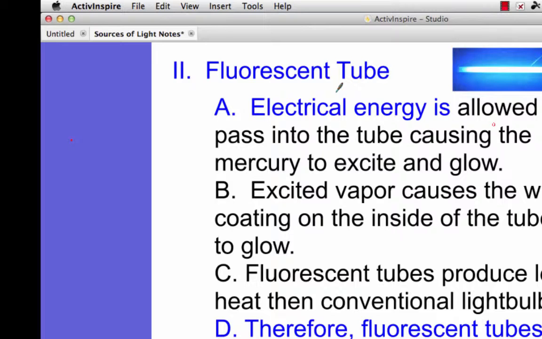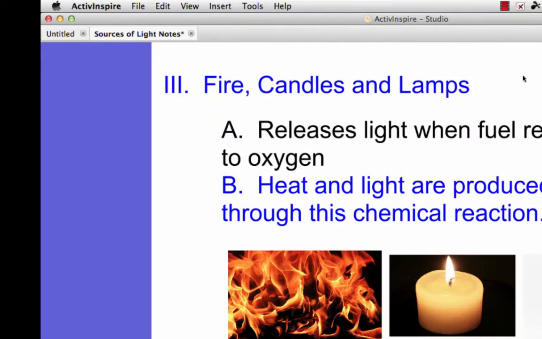Now, the reason we like these better is because they produce a lot less waste heat than the incandescent bulbs. So they're more electrically efficient, they are more efficient for electrical energy. Yet they also produce the same amount of light. So they're giving off a lot less heat, but they're producing the same amount of light, therefore saving you energy, which is what we're looking for.